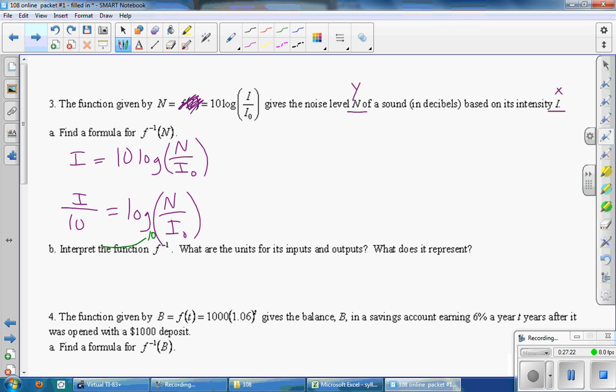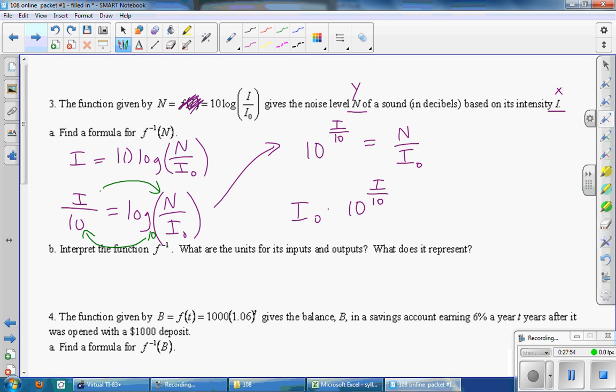And maybe you remember the football play, 10 raised to this guy equals, cross the equal sign, whatever's in the parentheses here. So our new equation becomes 10 raised to the I over 10 equals the thing in the parentheses, n over I sub 0. And then still trying to solve for n, so multiply both sides by I sub 0. So that right there is our inverse function.